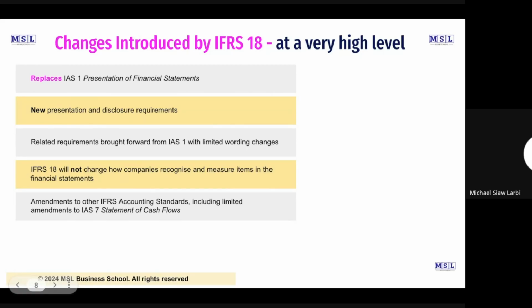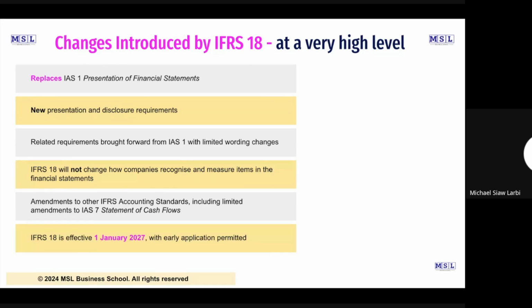It also amends other standards, including IAS 7 and a few others I mentioned at the start. We'll see them in a lot of detail. It is effective when? You're probably wondering: 1st January 2027. It becomes mandatory, but as usual, early application is permitted, right? And we'll come to the implementation.